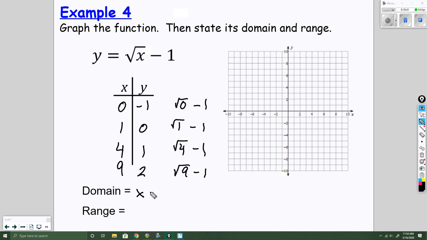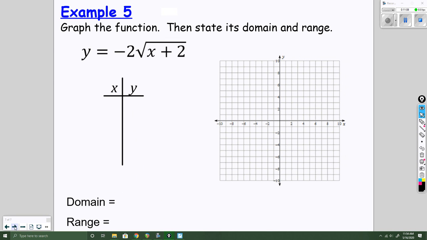All right, so that means the domain is x is greater than or equal to 0, y is greater than or equal to -1. And let's plot those values and see what this function looks like. All right, so it's just like the parent function, except it's stepped down just 1 unit. All right, last one. Finally.